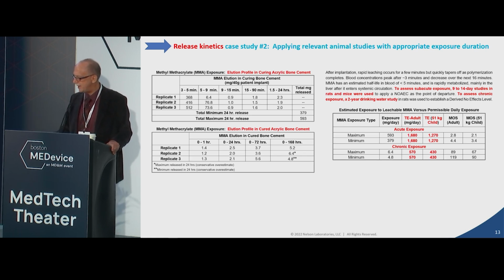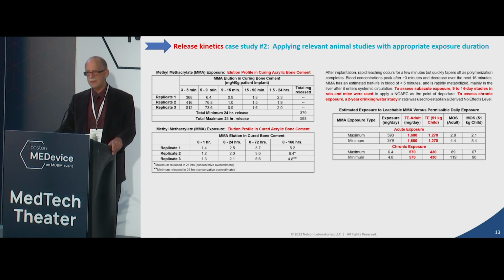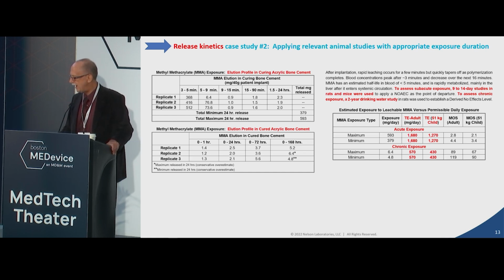And so ASTM has a procedure that requires essentially a more detailed release kinetics: 3 to 5 minutes extraction, 5 to 9, 9 to 15, etc. And you can add all of those extractions that are done on a curing glob of cement in a vial, and measure the total monomer released. They require triplicate time points because you can imagine you're doing live bench chemistry on the patient, and there's a lot of variability. So you need to look at more than one experiment and take a maximum for worst case.